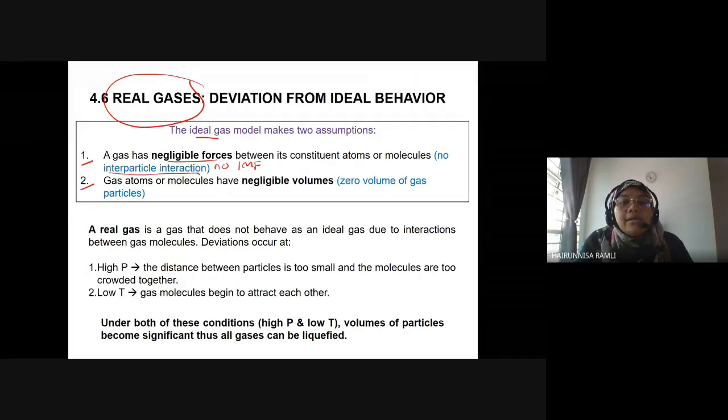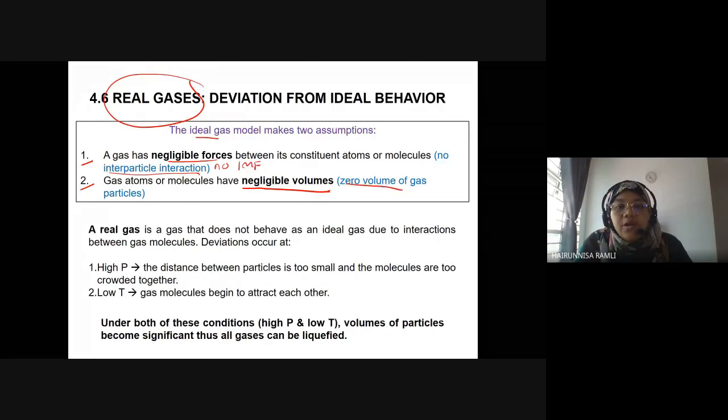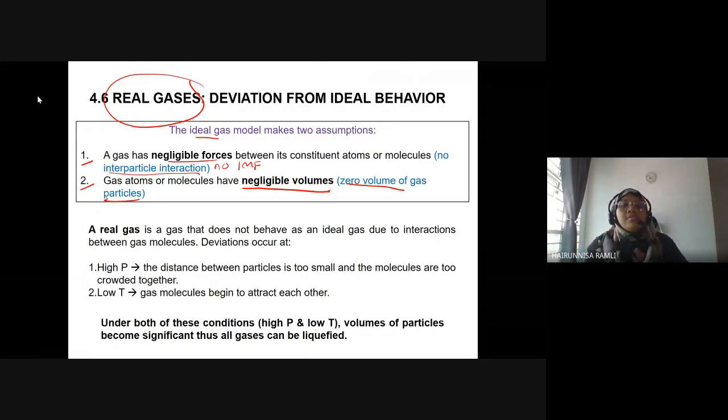Okay, and assumption number two, gas atoms or molecules have negligible volume, meaning that it has zero volume of gas particle. So kita assume, remember I always said that to get the PV and RT, the value of V kat sini, we will get the value of the container. We will not get the value of the gas or of the particles. Sebab apa kita tak ambil kat sini? Sebab kita abaikan. Okay, ni semua assumption sahaja. Assumption for the ideal gas.